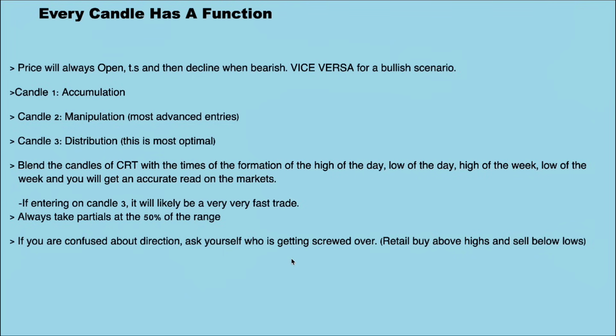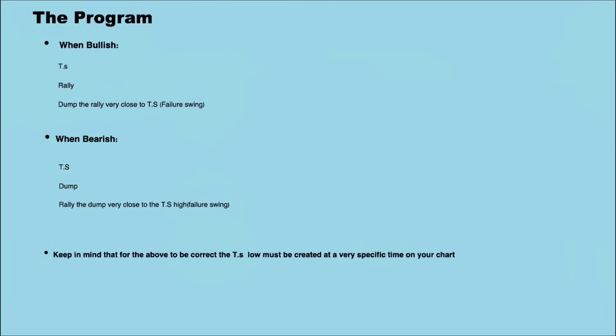Similarly, when we are above a CRT high, you don't want to be buying. You should be selling. When we are bullish, there will be a turtle soup followed by a rally and then a drop close to the turtle soup low. This forms the failure swing low.